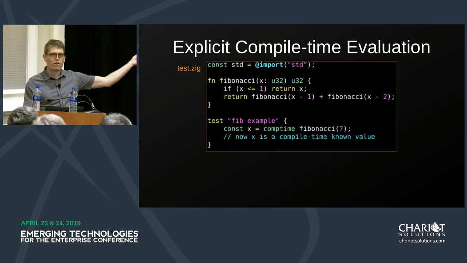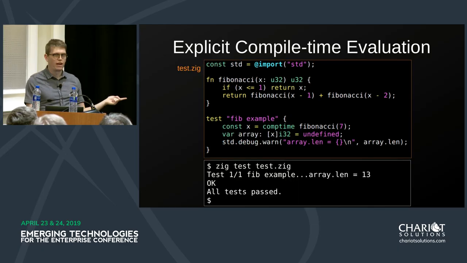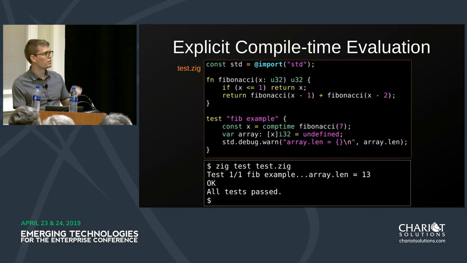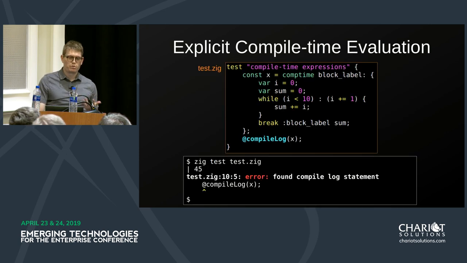And now X is known at compile time. Now we can use it in an array as the array length and it will work. So you can use the comptime keyword to tell an expression that it must be evaluated at compile time or you'll get an error. And it takes any expression, so it can be a block.